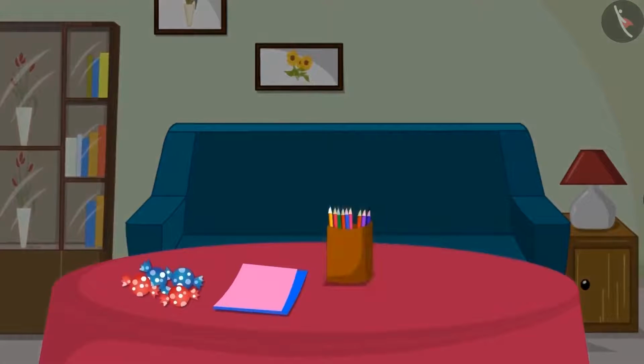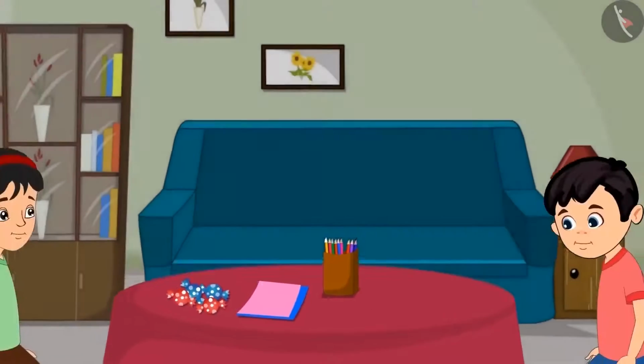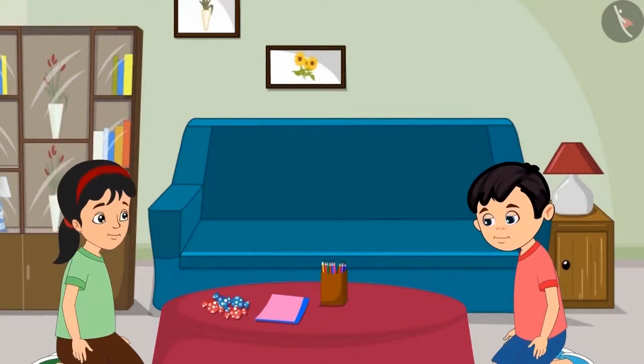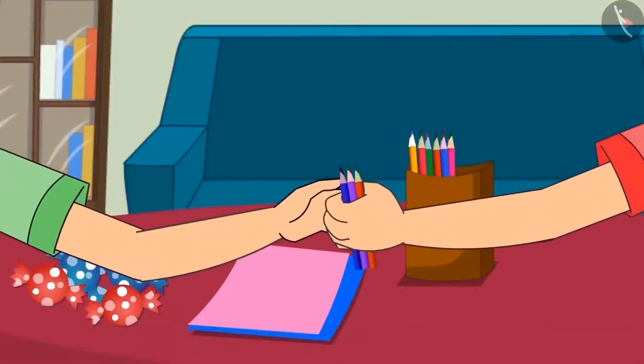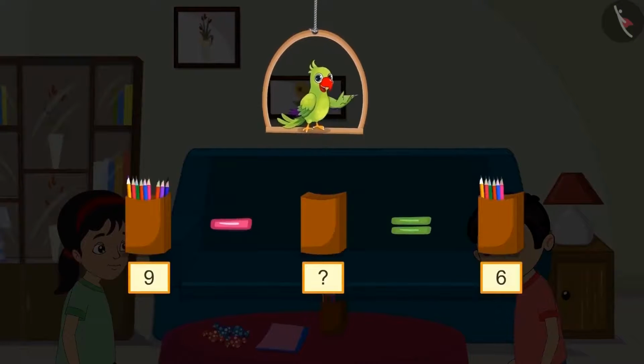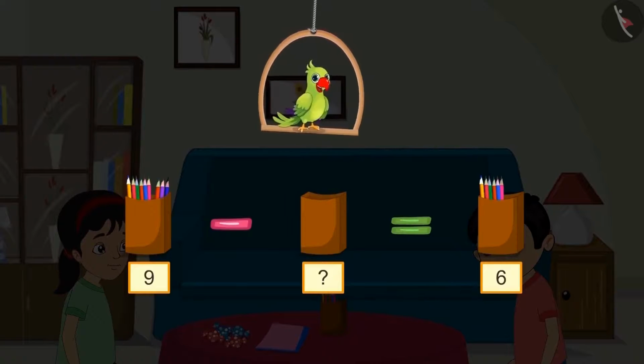There are so many colorful pencils in that box. Can you give me some of those pencils, Chotu? Yes. Take these, Pinky. Thank you, Chotu. So, children, first there were 9 pencils in the pencil box, and Chotu gave some of them to Pinky. Now there are 6 pencils left in the box. So, can you tell me how many pencils did Chotu give to Pinky?